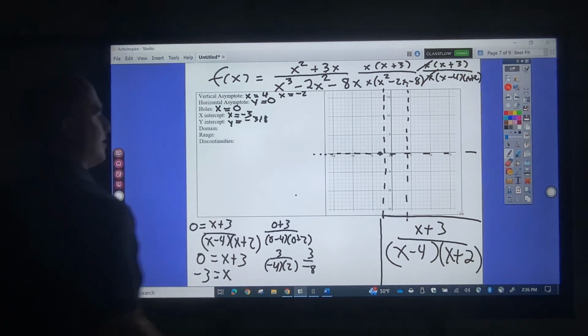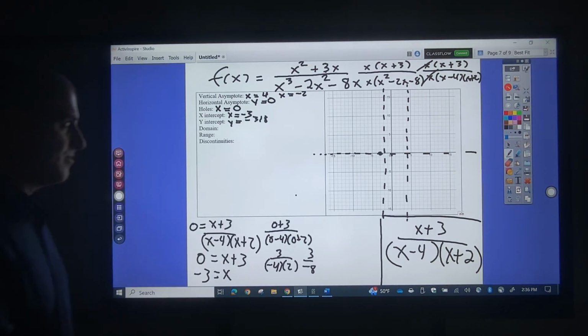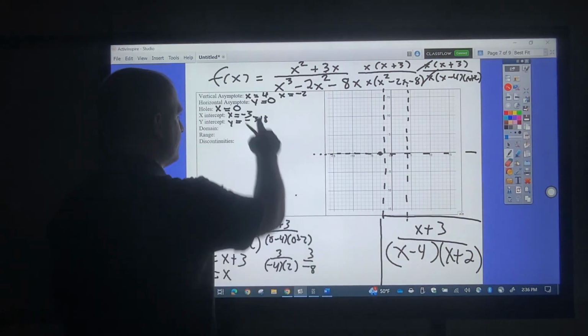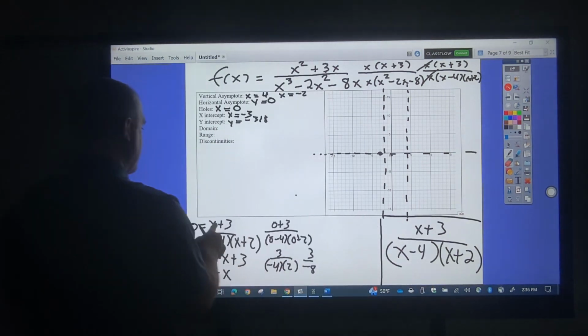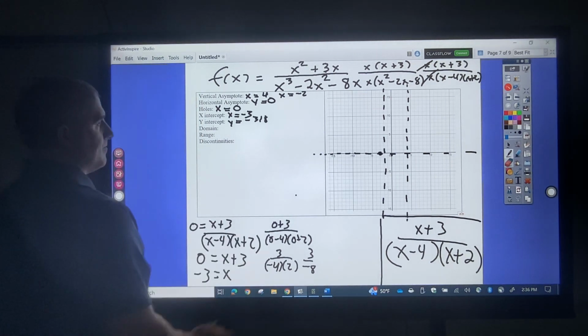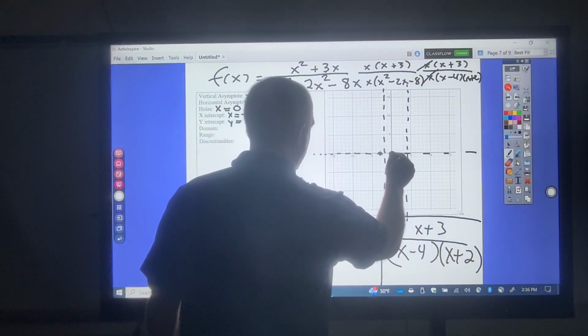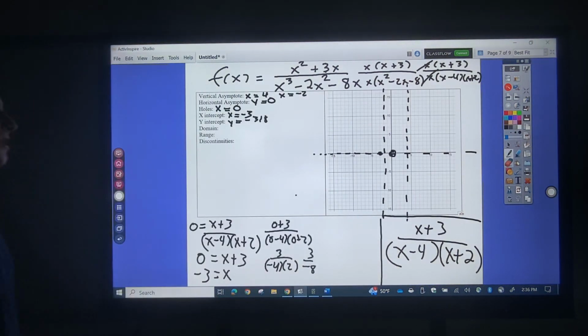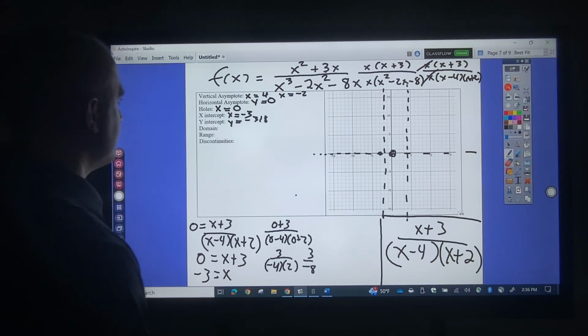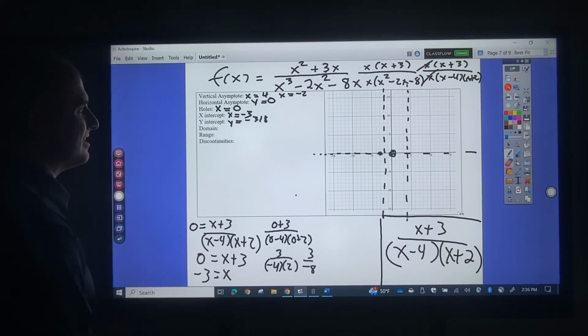Now, we want to plot some other things on here. If I were to put my hole of 0 in for x, I get the same thing as the y-intercept. So that sort of overrules that. So that hole is going to be right there at 0. Sort of a weird coincidence.